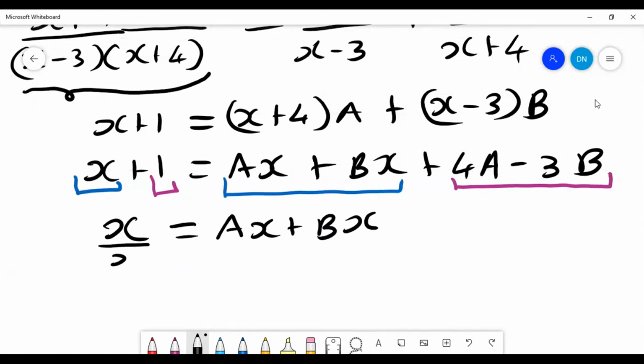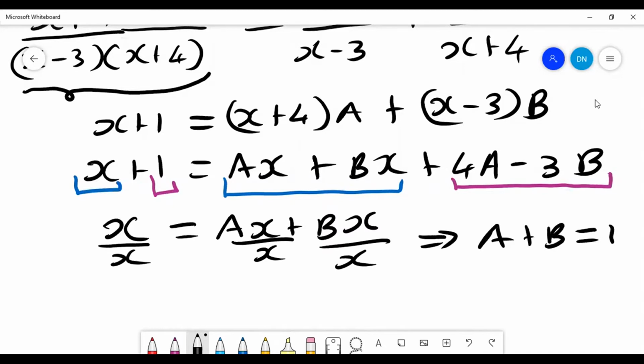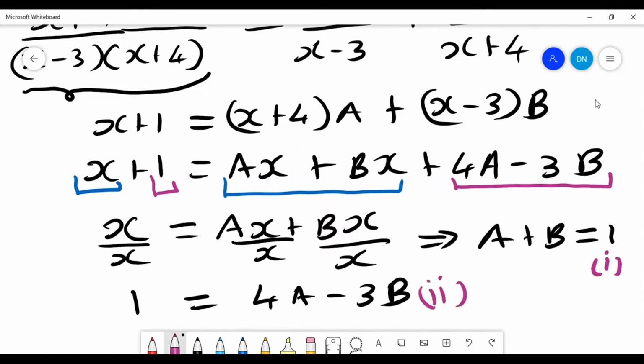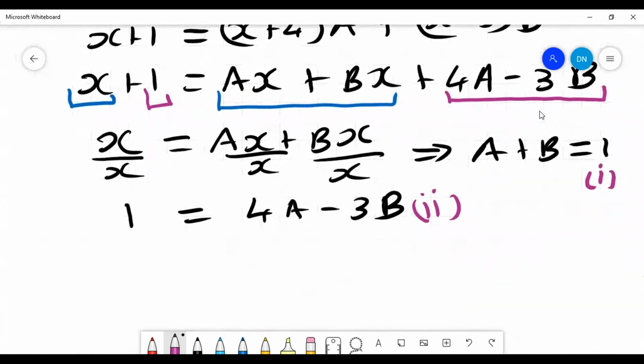And if I divide through by x, it implies that a plus b is equal to 1. And then in the second equation, 1 is equal to 4a minus 3b. So therefore, I have two equations. I have one here, and I have my second equation there. I have those two equations that I'm going to use to solve for a and b. And that will make it very easy for me to get my two partial fractions.